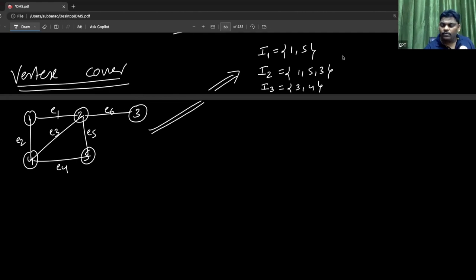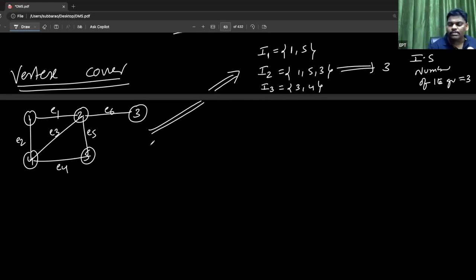3 and 4. Can you say out of all these independent ones, which one is the larger one? 3. This is going to be the independent set number of the graph. If you want, you can check in your notes. We have already written that the independent set number of the graph is equal to 3. That is the independent set. In the last class we did it. If anyone has small confusion, please go through it one time.